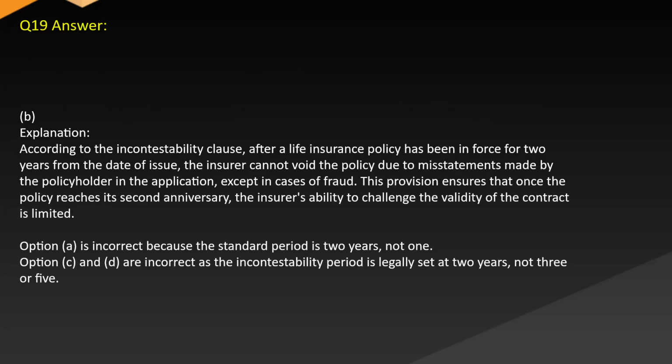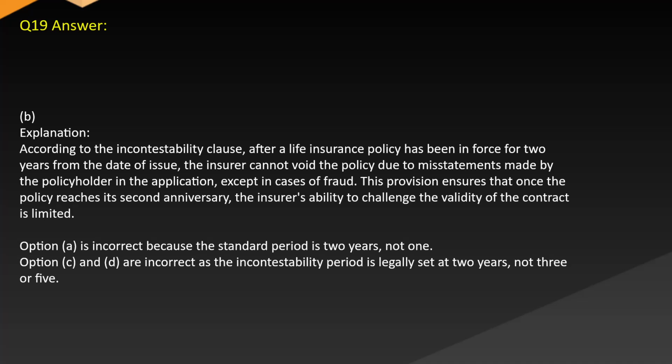Answer: B. Explanation. According to the incontestability clause, after a life insurance policy has been in force for 2 years from the date of issue, the insurer cannot void the policy due to misstatements made by the policyholder in the application, except in cases of fraud.